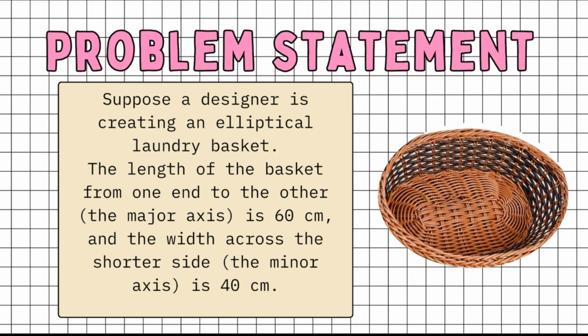And now for our problem statement. Suppose a designer is creating an elliptical laundry basket. The length of the basket from one end to the other, the major axis, is 60 centimeters, and the width across the shorter side, the minor axis, is 40 centimeters.